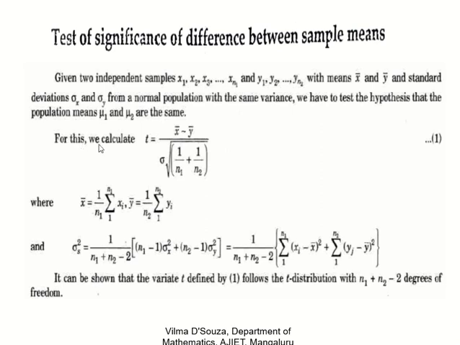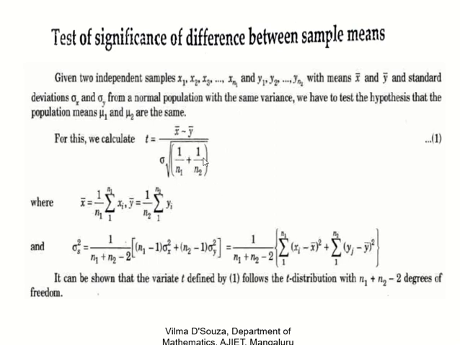Now, for this we calculate t. The variate t is defined as the difference between the sample means, x bar minus y bar, or y bar minus x bar. It's one and the same, because finally we are taking the mod here. T is equal to x bar minus y bar divided by sigma root of 1 by n1 plus 1 by n2. Okay, you have two samples, so it is 1 by n1 plus 1 by n2.